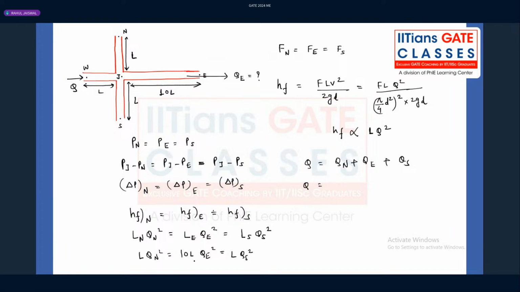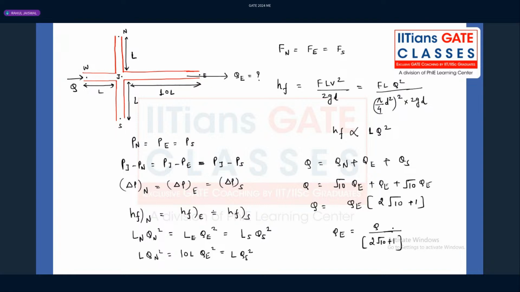So Q is equal to what? Qn will be under root of 10 times Qe, plus Qe. And Qs, in terms of Qe, again is root 10 Qe. So what is the Q you are going to get? Q equals Qe into (2 root 10 plus 1). So what is the Qe, guys? Qe is Q by (2 root 10 plus 1).